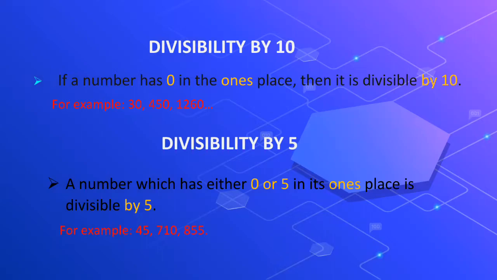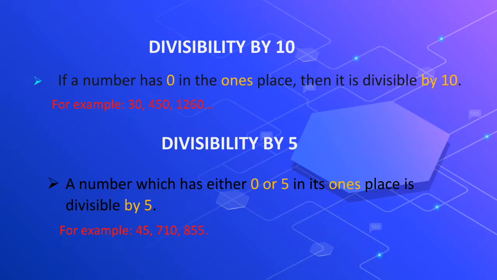First one, divisibility by 10. If a number has 0 in the ones place, then it is divisible by 10. That is, for divisible by 10, the ones place must be 0. Here, your example: 30, 450, 1260. In all these three numbers, the ones place is 0. So, we can say that the whole number will be divisible by 10.